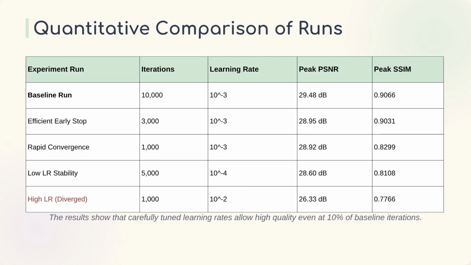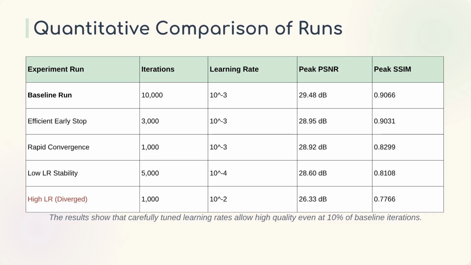As seen on the slide, our baseline run using the recommended 10,000 iterations and a learning rate of 10 to the minus 3 achieved a peak PSNR of 29.48 decibels and a peak SSIM of 0.9. This confirms the original paper's claims that the network architecture is highly effective at acting as an implicit prior. However, a 10,000 step optimization takes about 5 hours per scan on our hardware.